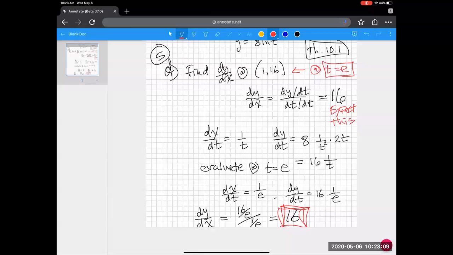Questions, comments, discussions about this example exercise problem from 10.1 or any of its 4 parts?